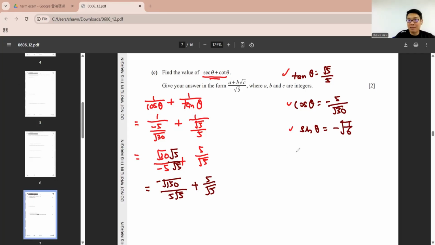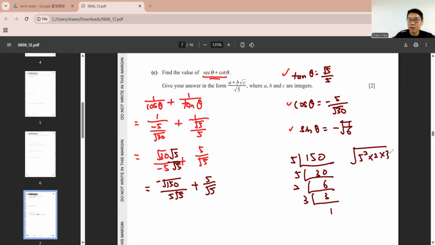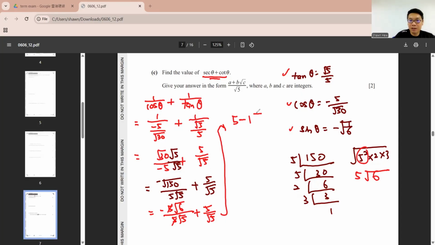Square root of 150, can you write it in another way? We use the LCM HCF method. We found that it is 5 squared times 2 times 3. 5 squared and the square root can cancel off each other and become 5 only, and then we leave 2 times 3, which is 6. So this part you can change to this. 5 and 5 can simplify. Since both have the same denominator, you can rearrange them into this. So we know A is 5, B is negative 1, C is 6.